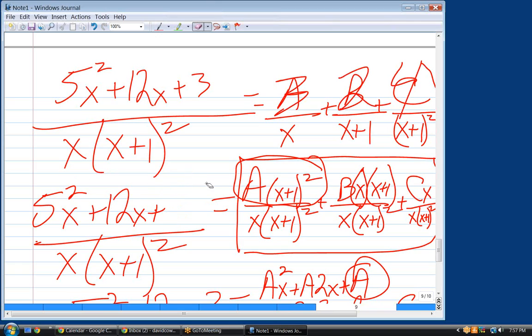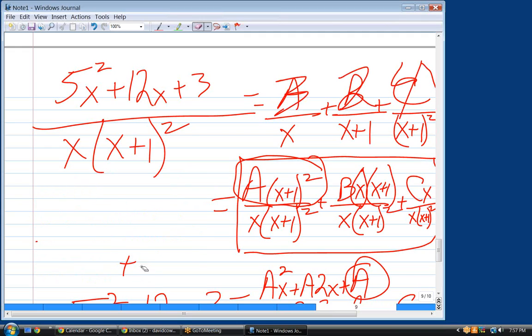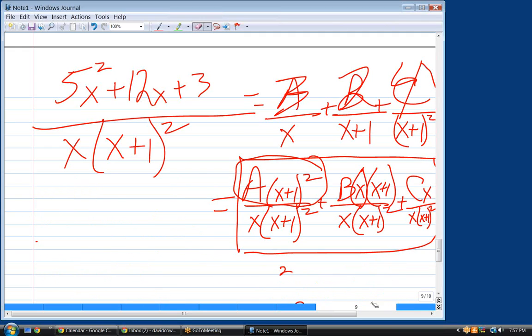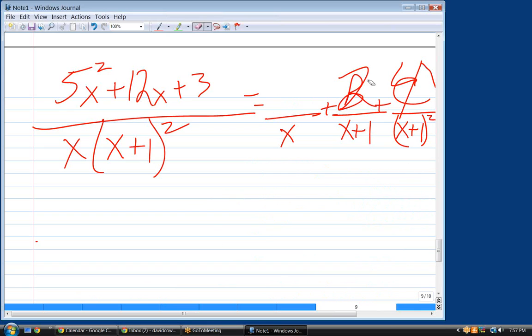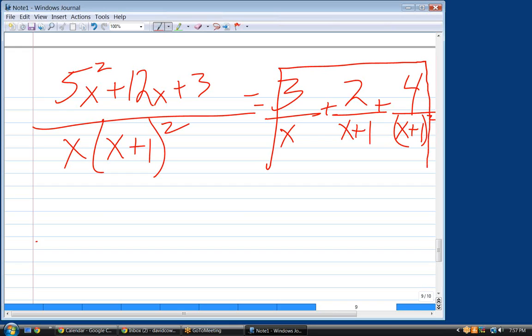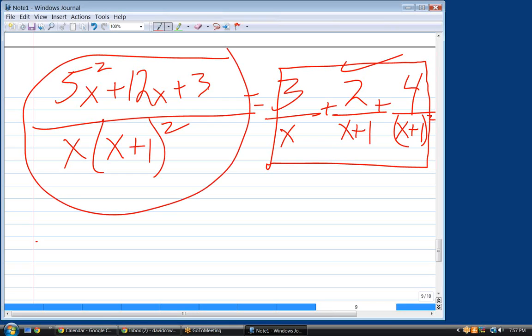And if you weren't sure whether that's the right answer or not, then what we would want to do is add these three fractions and see if I don't get what I'm supposed to get. In other words, we work backwards to get this answer. So if you want to check this answer, then start here and work forward. And you will get this. Okay?